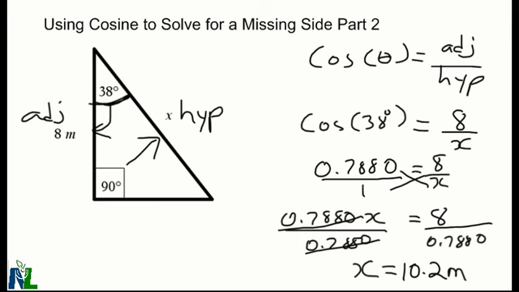Now, does this answer of 10.2 make sense? Is it correct? Well, we're trying to find the hypotenuse, which by definition is the largest side in a right angle triangle. So we just found a measurement for the hypotenuse that's bigger than the side of 8 meters, which is given. The fact that we've got a larger value makes sense, and our answer of x equal to 10.2 meters is correct.